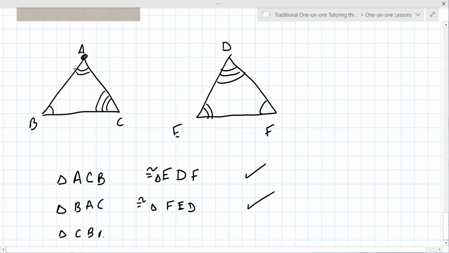Is triangle CBA the same as triangle DFE? Yeah, it is. Why? What makes them the same? They both match up still. So each angle, like C matches up with D, and it has the 3 lines, and then the B matches up with F because it has 1 line, and then A matches up with E because they have 2.